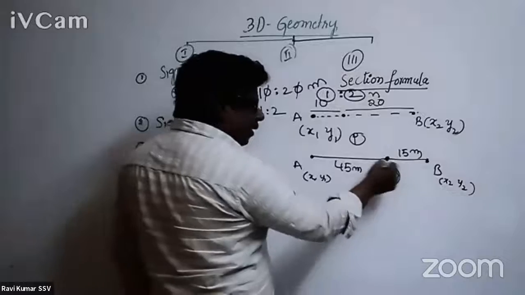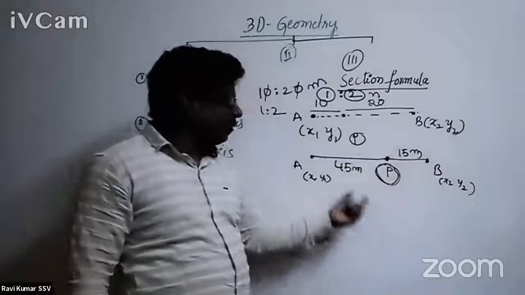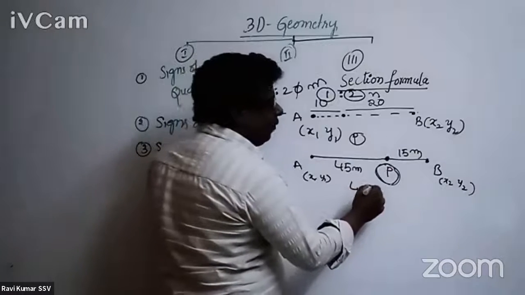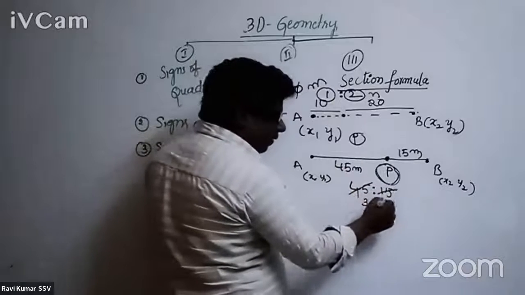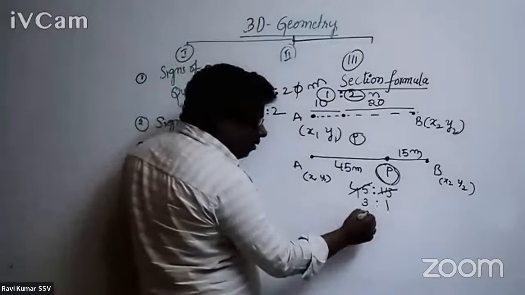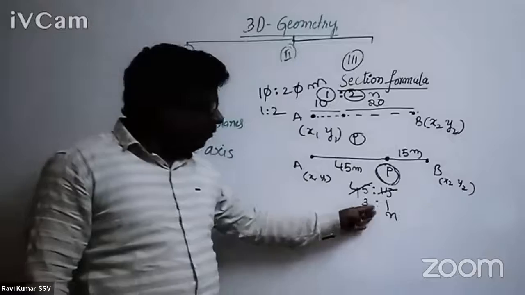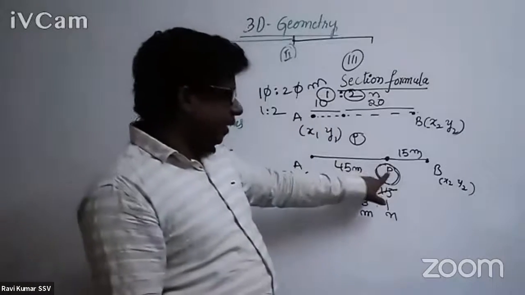So what is this point? To find out this point, we need the ratios of these two distances. But here distances are given, so we need to find out the ratio. 45 is to 15. 15 3s are 45, 15 1s are 15. So m is to n is 3 is to 1. So this is denoted by m, and this is denoted by n. So why do you need to find out the ratio? We need the ratio to find out this point.